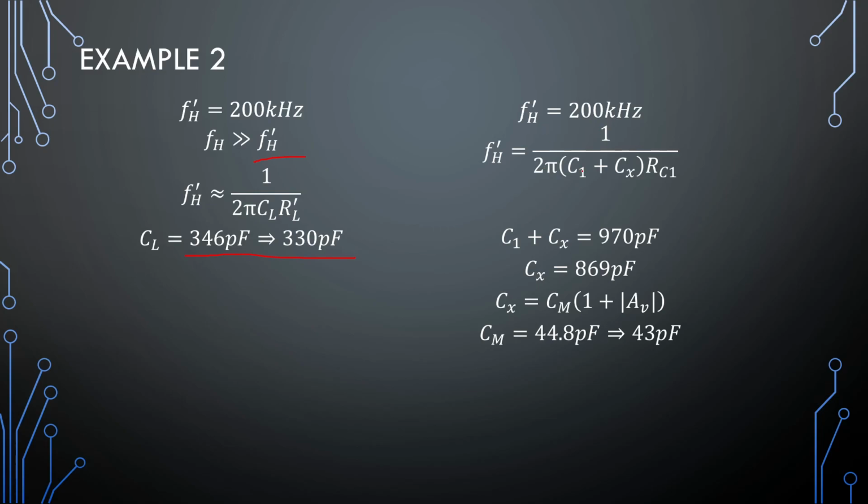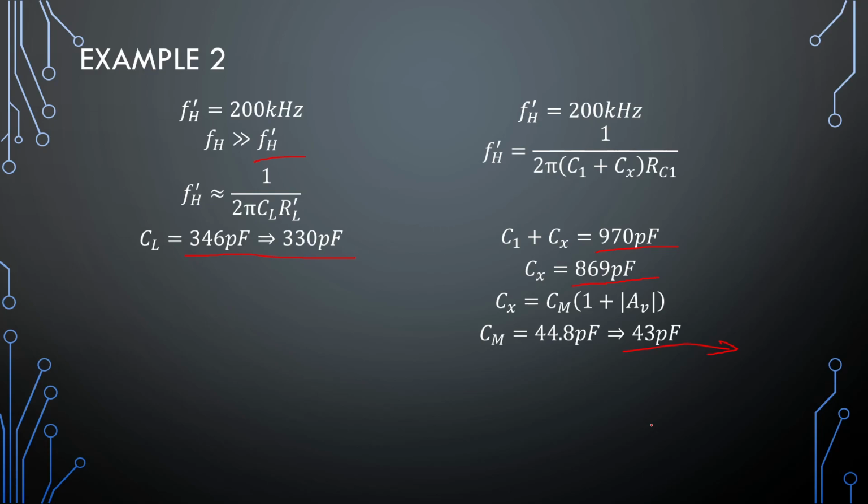Right, for our Miller cap with C1 we add a small Cx value and we work with RC1 over here. If we calculate that, we get to 970 picofarads. Taking away the 101 of C1, we get 896 picofarads. Dividing this by the gain, we got 43 picofarads as a standard value.